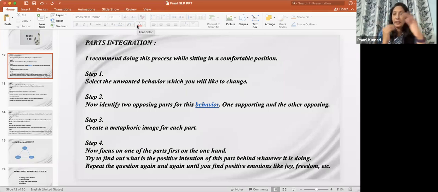See, taking decisions about clothes or about the career, whatever you have said right now, we have all this stuff, but sometimes it becomes very difficult. That's the reason I asked everybody who is in a tough situation to please come out, so that we can use this part integration on them.